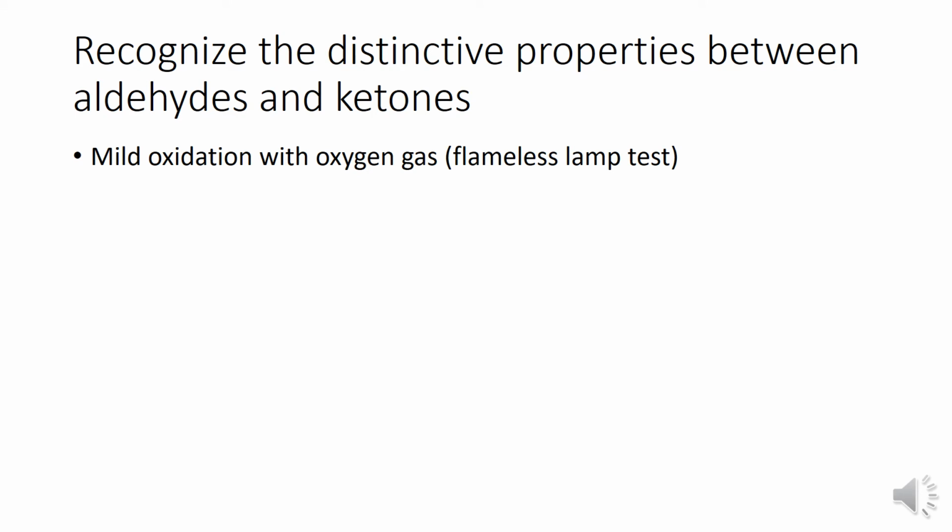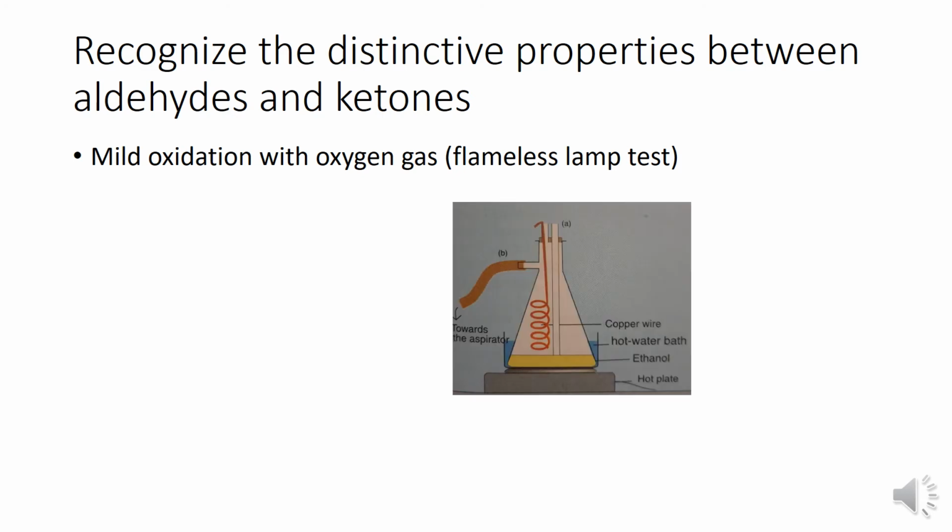Let's remember here the alcohol. In mild oxidation with oxygen gas, the alcohol has a test which is called the flameless lamp test. In this test, we have a volumetric flask. We introduce in it 20 milliliters of ethanol.